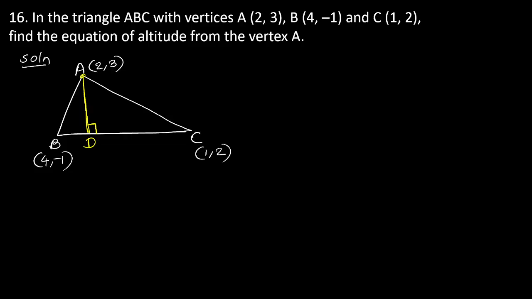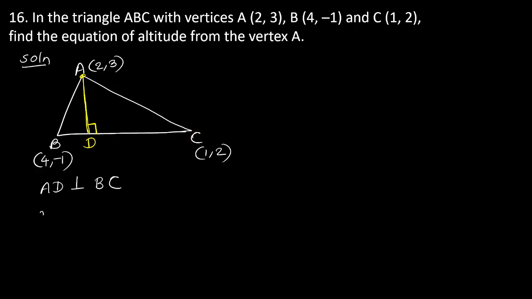So I will explain. Can you see two perpendicular lines in this diagram? Yes, sir. AD perpendicular to BC. So M1 into M2 will be -1. Slope of BC into slope of AD will be -1. You agree with me? Whenever you see perpendicular, remember M1 M2 is -1.